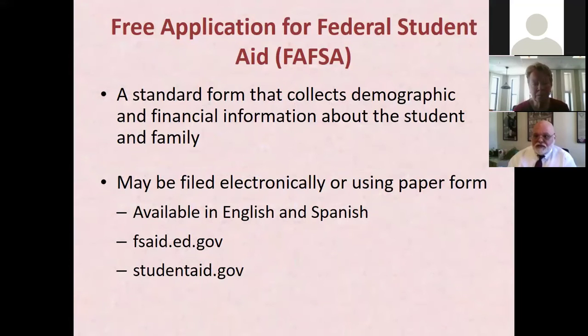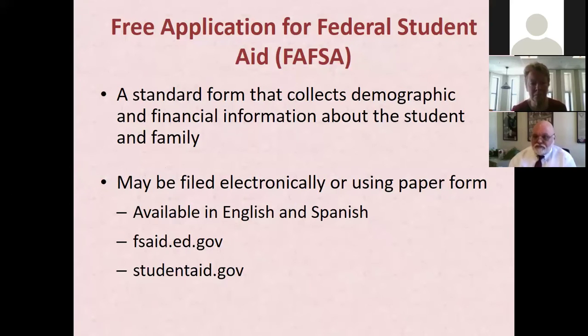So to get financial aid, you need to complete a Free Application for Federal Student Aid, or FAFSA. It's a standard form that collects both demographic and financial information about the student and parents. It can be filed electronically or using a paper form. However, well over 99% of our students file the form electronically.